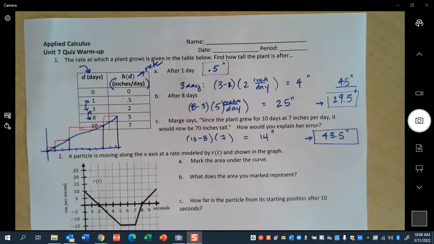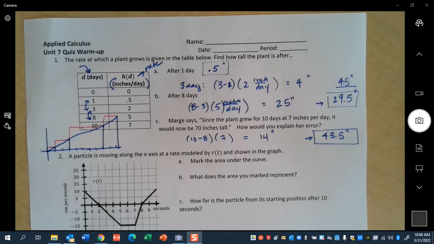So when I asked you, would you have said it was a left hand or a right hand sum? I'm hoping you would have said right hand. Because what I'm doing is I'm using this next data point as that top for that whole thing. So I'm probably even, as this goes, getting an overestimate of how that plant is growing.